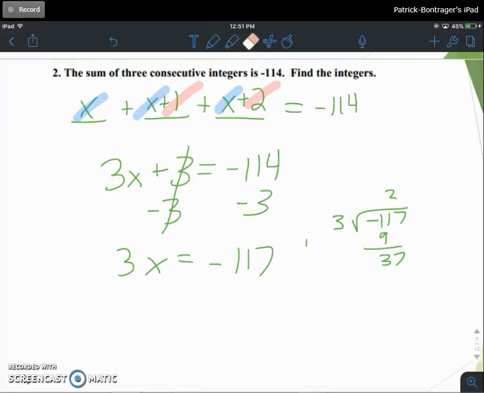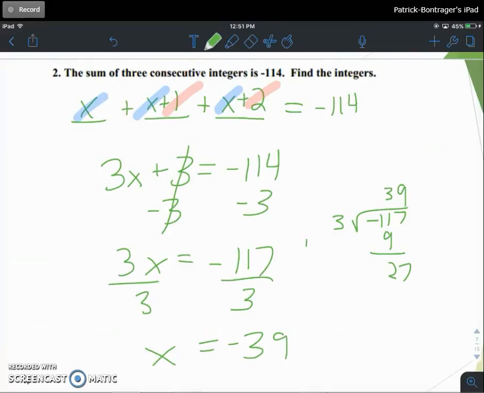I'm sorry, let's go back to that. I messed it up. 3 goes into 11 3 times, it's 9. 11 minus 9 is 2, bring down the 7, 27. 3 goes into 27 9 times. And again, a negative divided by a positive is a negative. So my first integer is negative 39.